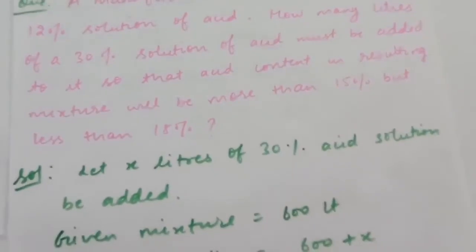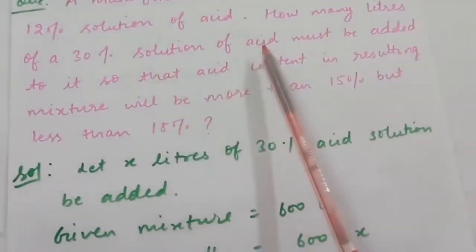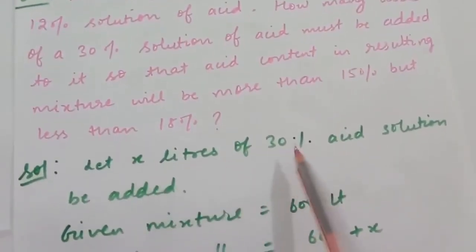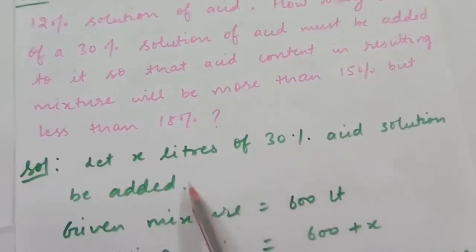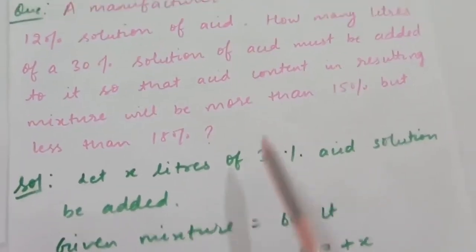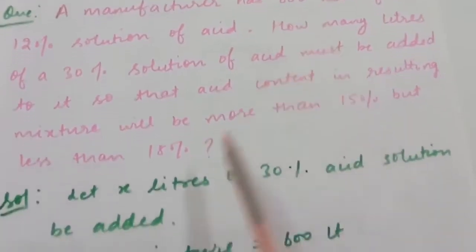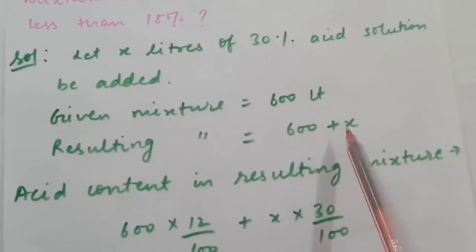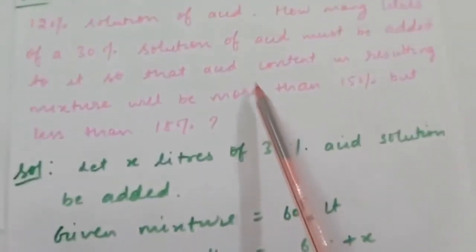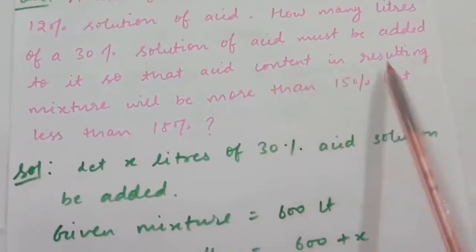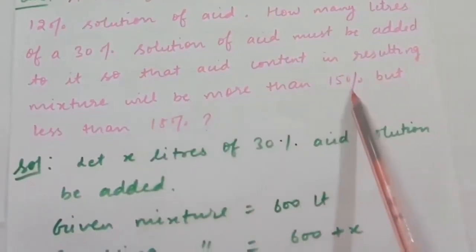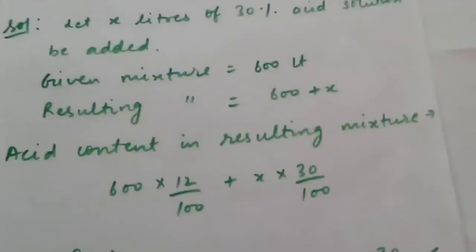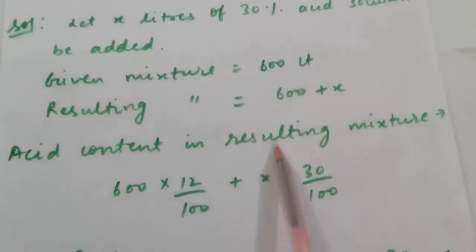So we have to add a 30% solution of acid. Let that be X. Let X liters of 30% acid solution be added. See, the given mixture is already 600 liters and we have added X liters to it. So the resulting mixture will now be 600 plus X. They have given the range of the acid content in the resulting mixture, which should be more than 15% but less than 18%. We will find the acid content in the resulting mixture.